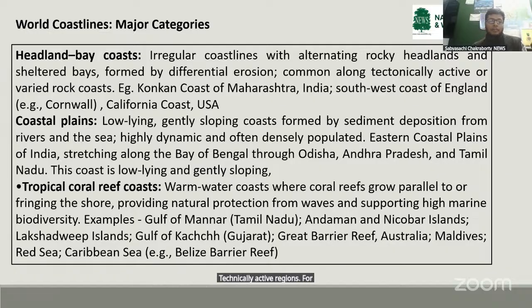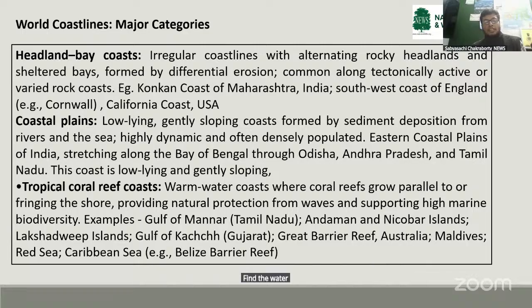For example, you can find these coasts in the Konkan coast of Maharashtra. Even if you go to Visakhapatnam, Vizag, or the Araku Valley, you can find them there. In other parts of the world, they are found in the southwest coast of England or the California coast. They have prominent features like a headland that protrudes towards the sea, and there is a bay-like region, a backwater type area where you can find the water also.